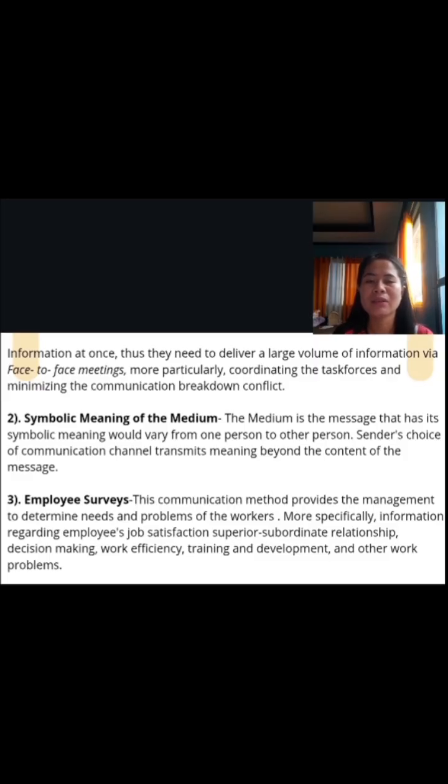Second is symbolic meaning of the medium. The medium is the message that has its symbolic meaning would vary from one person to other person. Sender's choice of communication channel transmits meaning beyond the content of the message. Third, employee surveys. This communication method provides the management to determine needs and problems of the workers. More specifically, information regarding employees' job satisfaction, superior-subordinate relationship, decision-making, work efficiency, training and development, and other work problems.